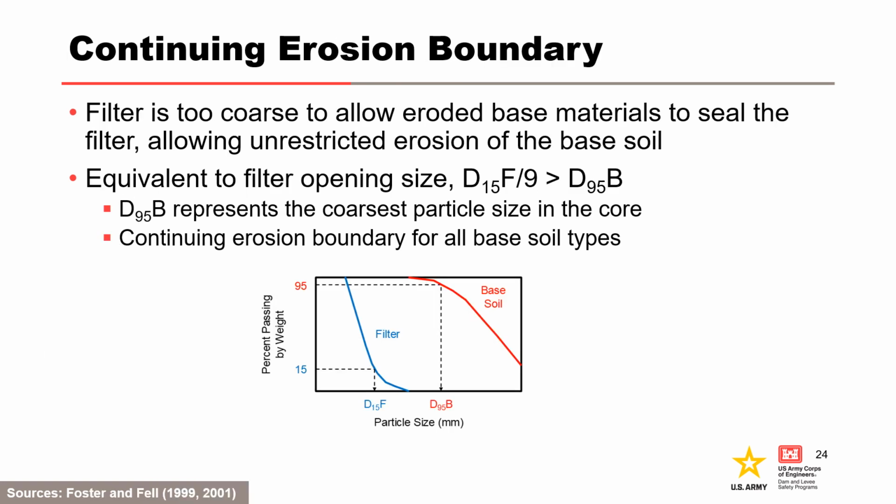For the continuing erosion condition, the filter is too coarse to allow eroded base materials to seal the filter, allowing unrestricted erosion of the base soil. Thus, this condition and the no erosion condition are the bounds for filter performance. As mentioned previously, the effective pore diameter of the filter, i.e. the maximum diameter of pores that will allow soil particles to pass, is equal to about the D15 of the filter divided by 9. The D95 of the base is compared against this opening size for the continuing erosion boundary.